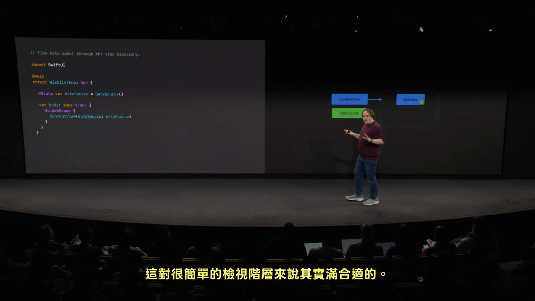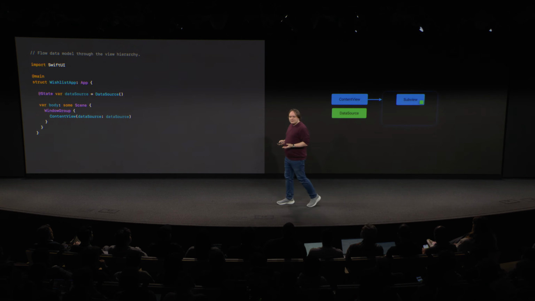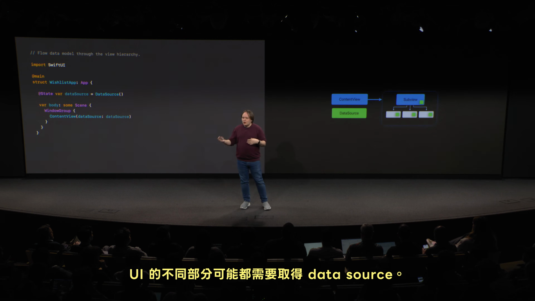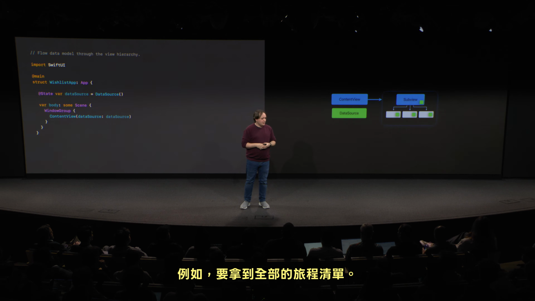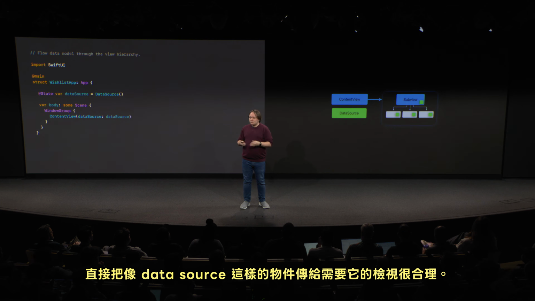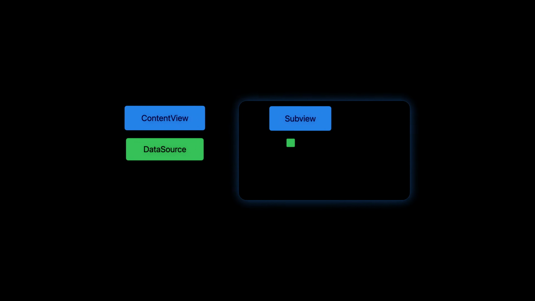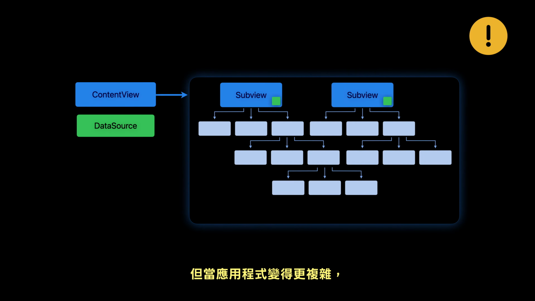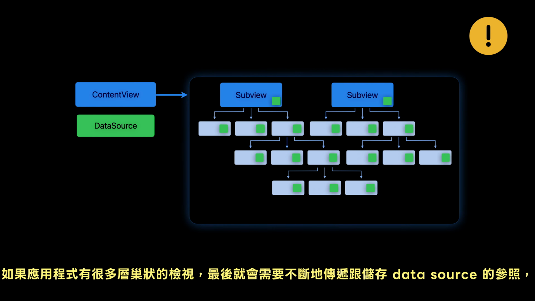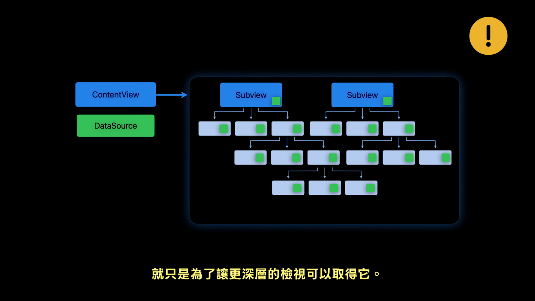Now, this might work well for very simple view hierarchies. In this app, different parts of the UI may need to get access to the data source, for example, to get the full list of trips. And with a very simple view hierarchy, it's perfectly reasonable to just pass an object like data source down to the views that need it. But as an app grows in complexity, this approach might start to become cumbersome. An app with many nested layers of views may end up needing to pass and store a reference to the data source just so it's able to pass it along to the deeper views that need it.